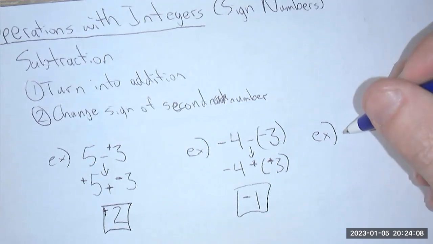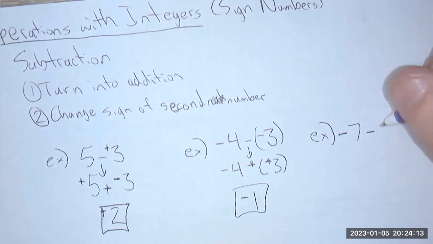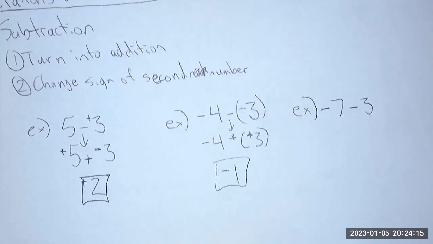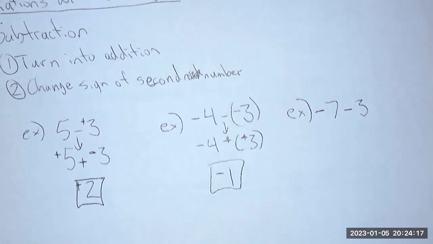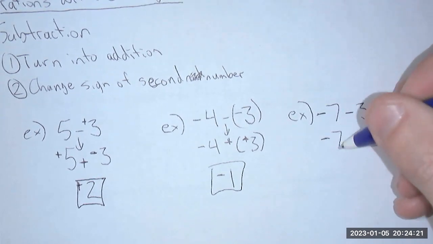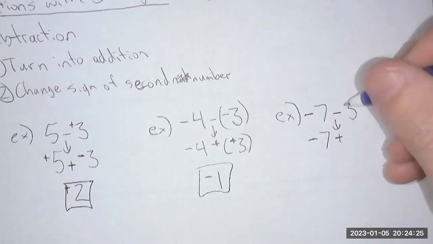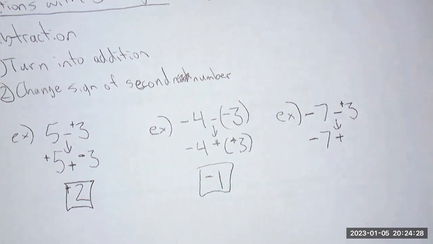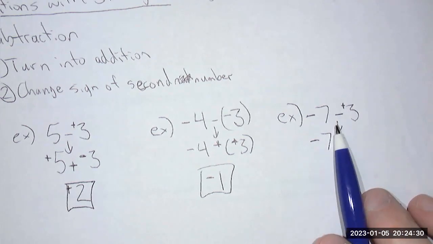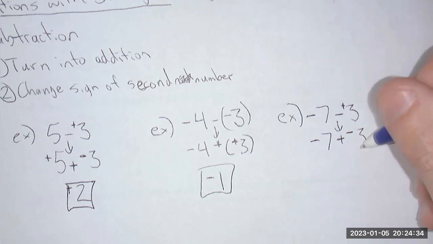One more example. What if I have 7 minus 3? Coincidentally, I picked 3. I don't even know why I picked that all 3 times. But the first number stays the exact same. Change this to addition, where what would have been a +3 if I wanted to look at it this way, it was subtraction of a +3. Well, now it's addition of a -3.